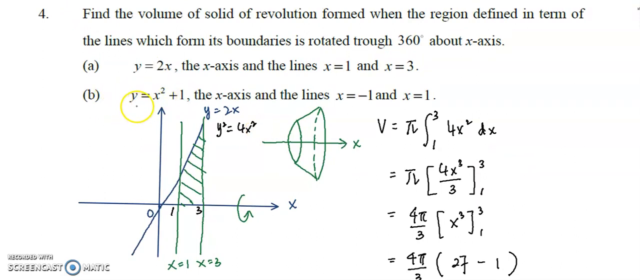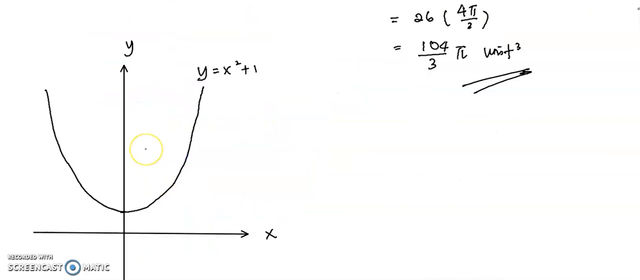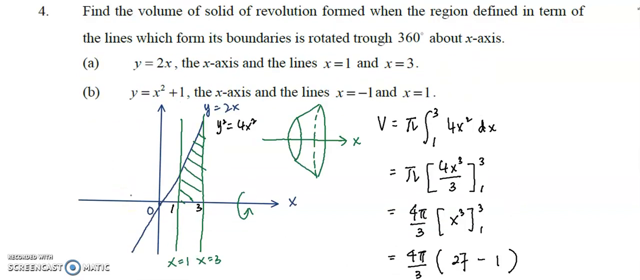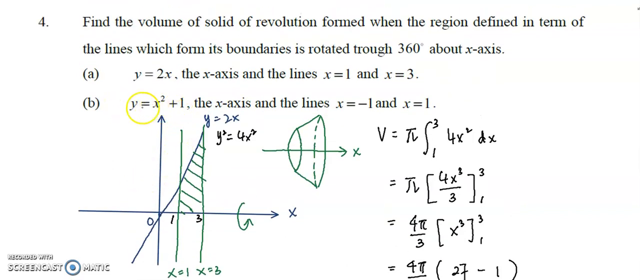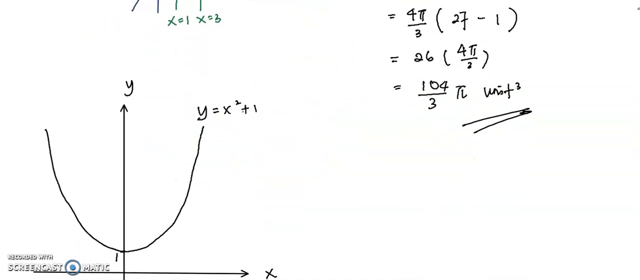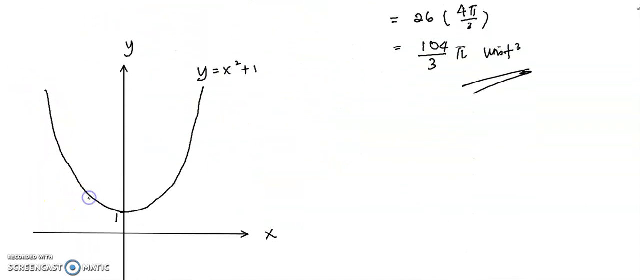Now you have the curve y equals x squared plus 1. Alright, so you need to sketch the graph first. This is the curve, which is y equals x squared plus 1, and it passes through 1 on the y-axis. So you need to find the region. The region is bounded by this curve, the x-axis, and the lines x equals negative 1 and 1. x equals negative 1 will be here, and x equals 1 somewhere here. So the region that we want is located here.